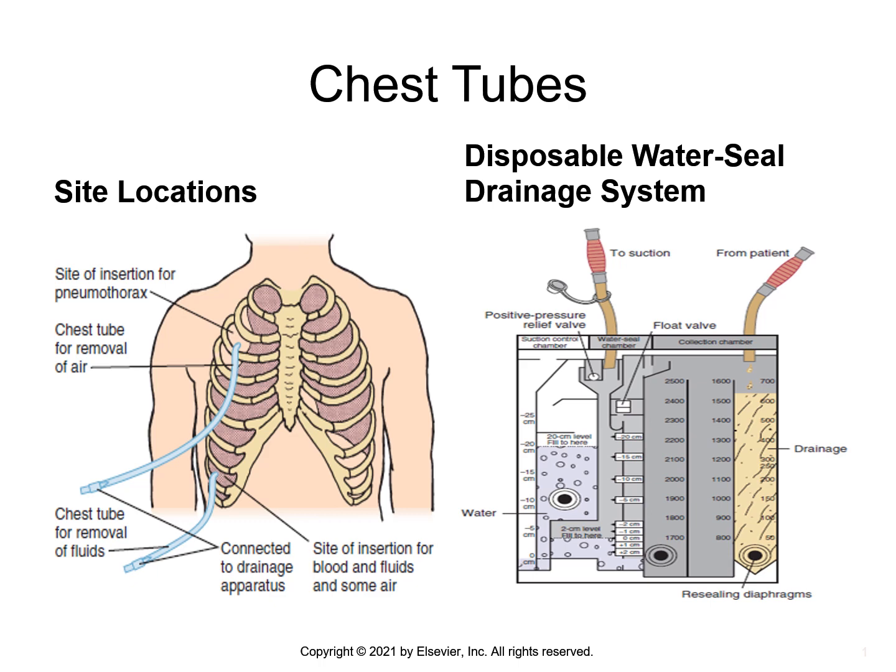The collection chamber, located at the far right of the chamber device, is calibrated for accurate measurement of drainage from the chest. Remember that the pleural cavity is an airtight compartment. The apparatus and all connections must remain airtight at all times, and all connections should be taped.